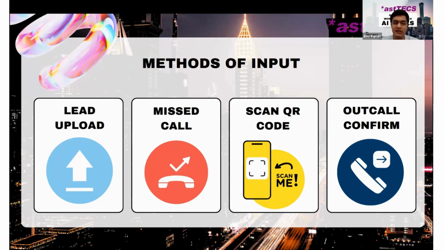Now, it's not just these two. If you want another level of confirmation, you can have an outcall to confirm. You call the number, and it says, welcome to astTECS internship program. To confirm that you would be part of the internship, please say yes. Only once a person says yes will this whole life cycle start. So all these can be methods of input to start the lead document collection life cycle.